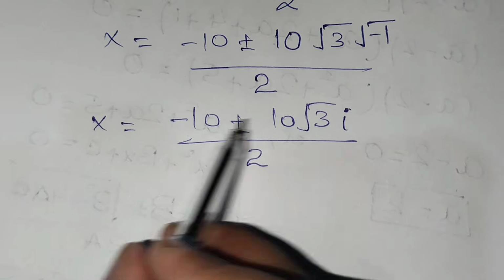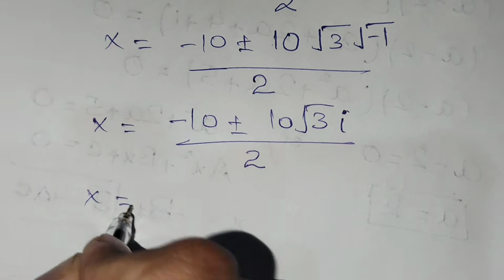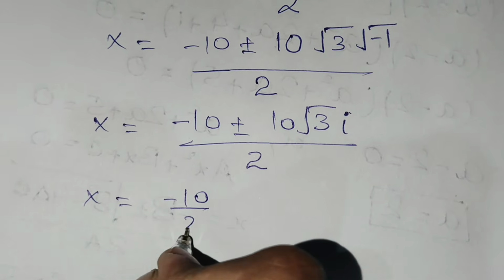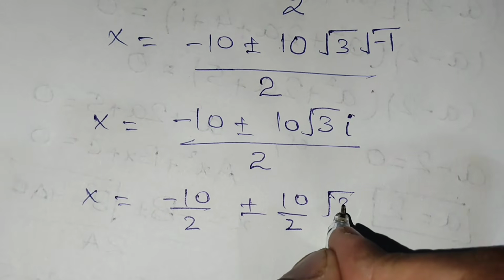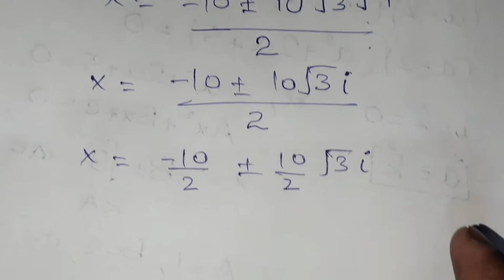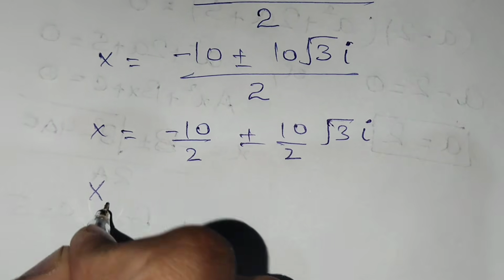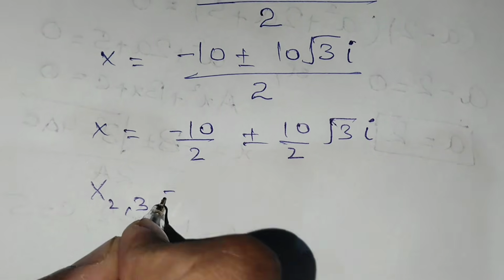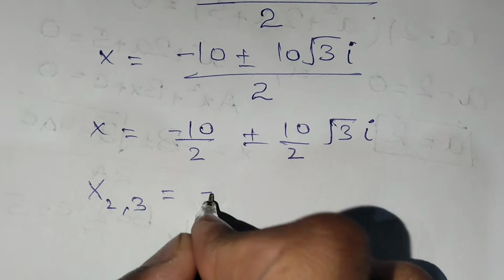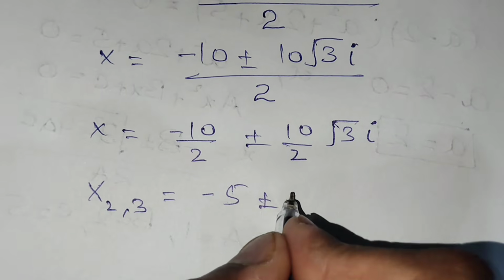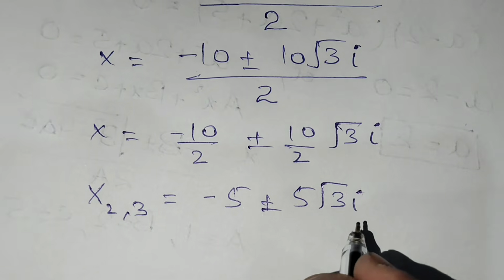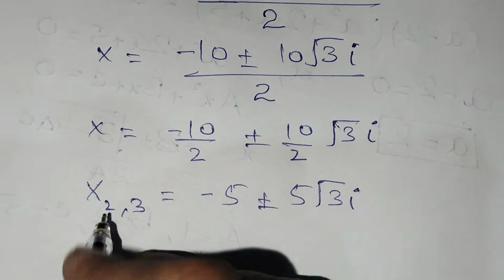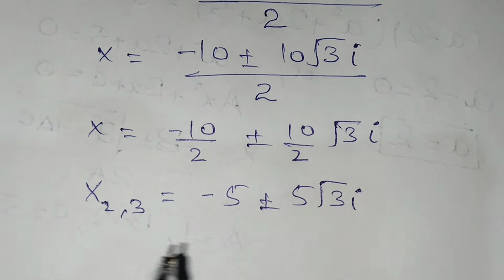Now divide 2 on both the terms, we get x equals minus 10 by 2 plus minus 10 by 2 square root of 3 iota. The final values of x, second and third value, are minus 5 plus minus 5 square root of 3 iota. So there are three values of x.